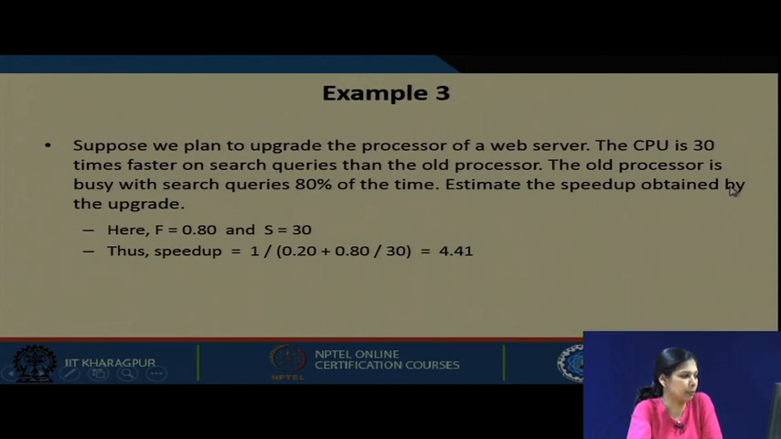Estimate the speed up obtained by this upgrade. So we are making an upgrade of 30 times on the search queries, and the old processor was using 80% of the time on search queries. So your f will be 0.80 and 1 minus f will be 0.20. You substitute in this particular speed up equation and you get 4.41. So with this upgrade we can get a speed up of 4.41.